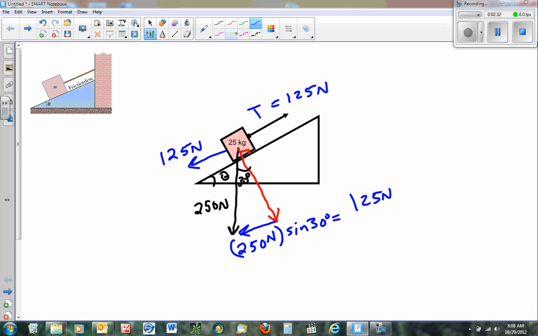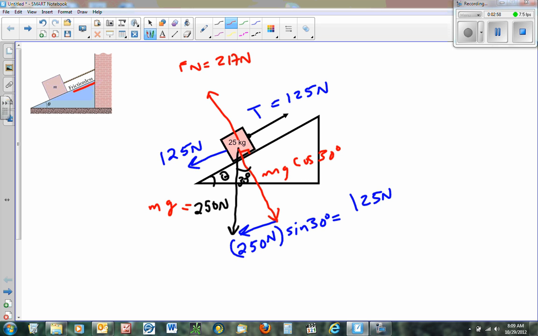And if I wanted to find the red, it would be 250 cosine of 30, which is 217. So if I had friction involved here, this normal force would be equal to 217 newtons. That would be mg, which is 250, times cosine of 30 degrees. I don't need that because this is frictionless.